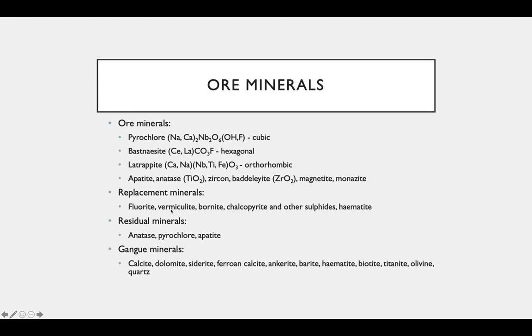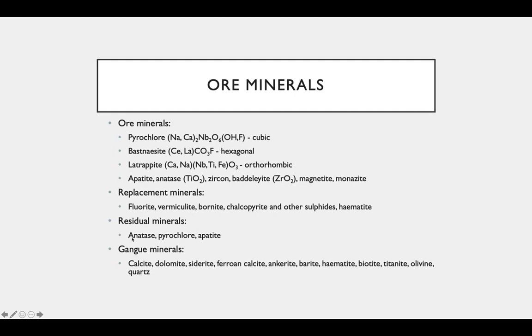So we can then also get replacement minerals, because remember when we talked about skarns, carbonate rocks are alkaline and can be very highly reactive. So we can have the opposite process to a skarn. We might actually cause a reaction with host rocks or fluids. So we might get fluorite, vermiculite, bornite, chalcopyrite, and other sulfides.